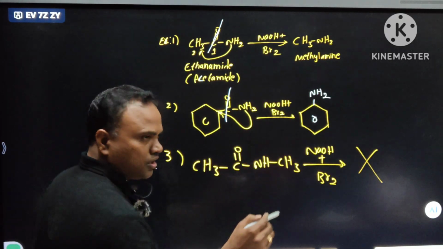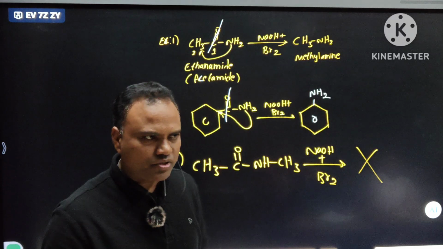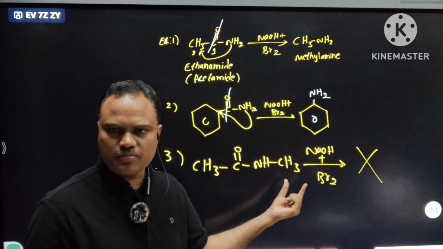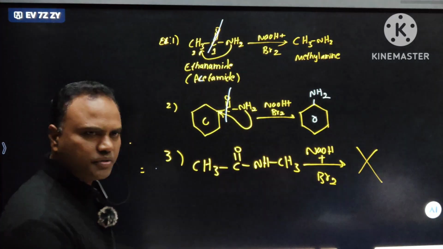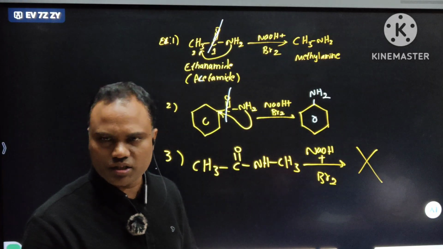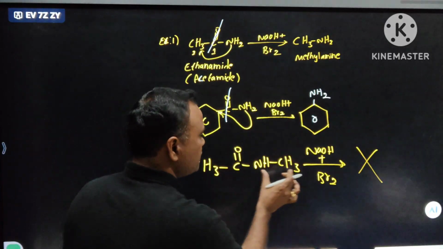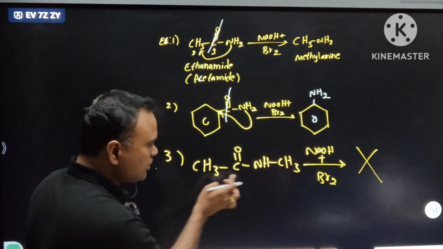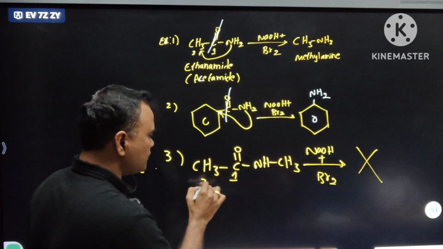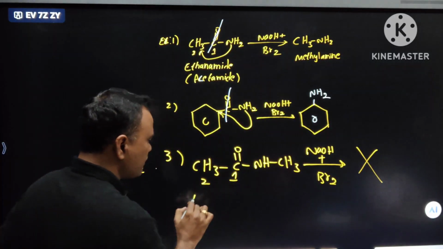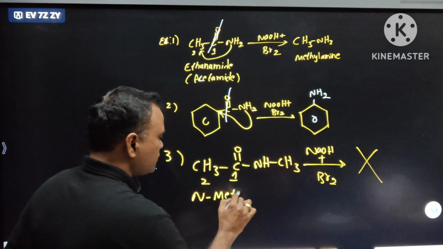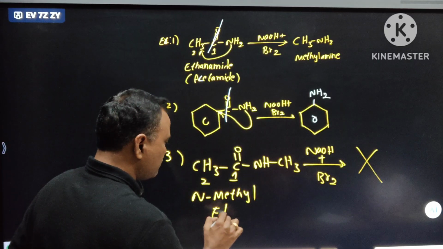What is its name? Yesterday I gave the nomenclature of secondary amines, right? First we have to write the substituent. N-methyl butanamine, propanamine, like that. Clear? N-methyl ethanamide, 2 carbons, 1, 2. Does not undergo the Hoffmann bromamide reaction. N-methyl ethanamide, no reaction.